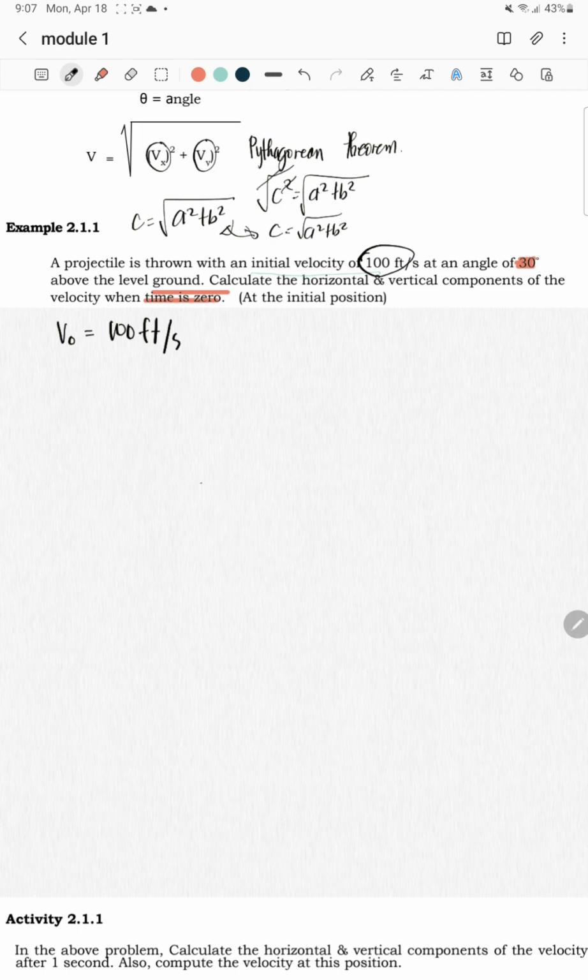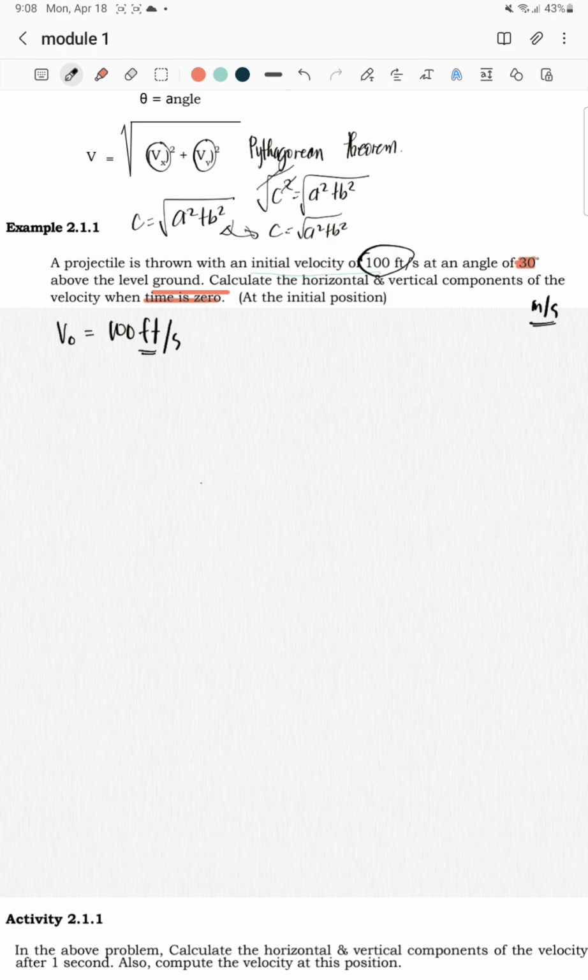Alam ko madaming maguguluhan dito because we are using feet instead of meters per second. Alam nyo naman po na kapag meters per second, that is the basic unit of speed, right? And this is the most used. However, now we are using 100 feet per second. Later on, I'm going to show you how to convert 100 feet per second into meters per second.